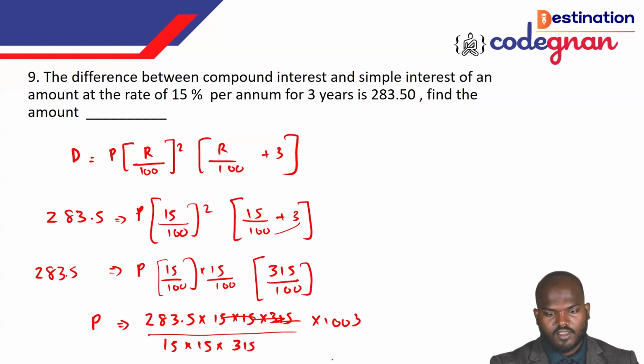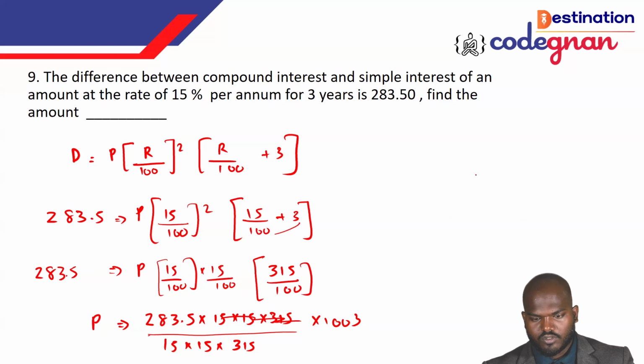Even I need the calculator here. That is 283.5 times 100, 100, 100, divided by 15 times 15 times 315. So it will give you the value, which is closely around 4,000 we can say.